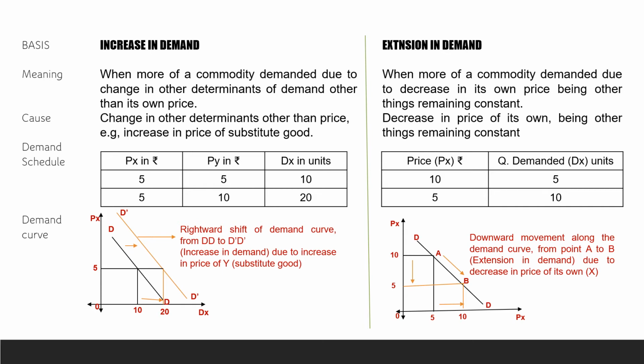More of a commodity demanded due to change in other determinants, and the price remaining constant. Extension in demand: when more of a commodity is demanded due to decrease in its own price, other things remaining constant. So it is one part of the law of demand. More is demanded when price decreases. And here other determinants of demand remain constant.